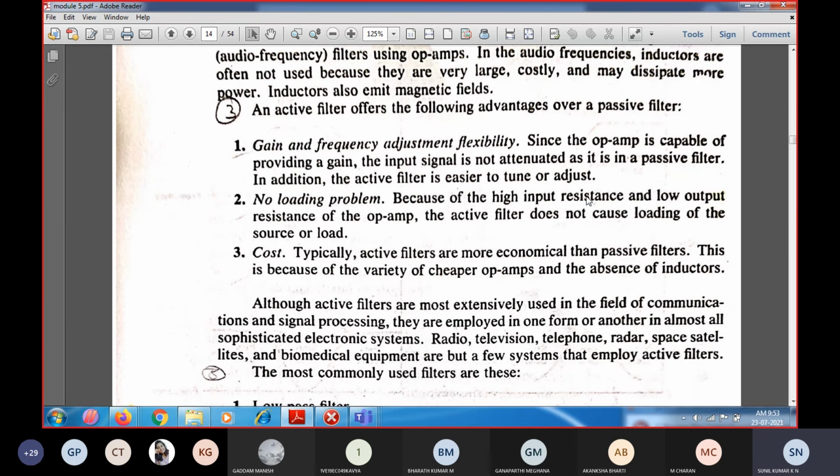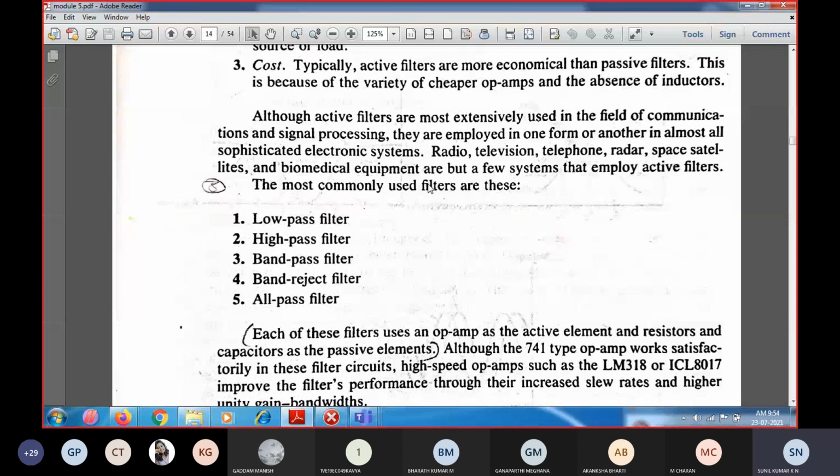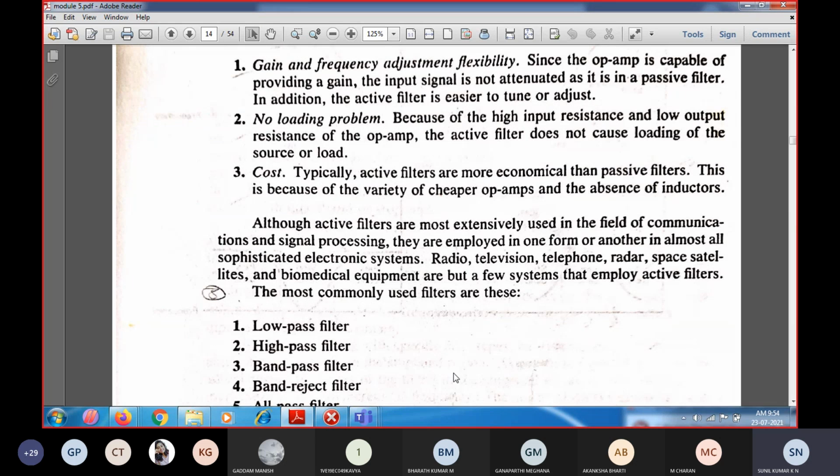So with this, I will conclude today's class. In tomorrow's class, I'll go through all these types of filters. You are already familiar, so I'll just do a recap: low pass filter, high pass, band pass, band reject, all pass filter, everything I'm going to discuss. Okay. Thank you.